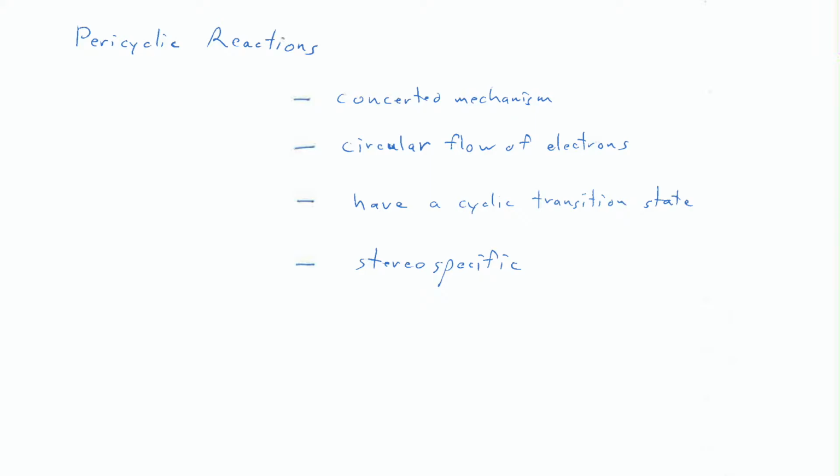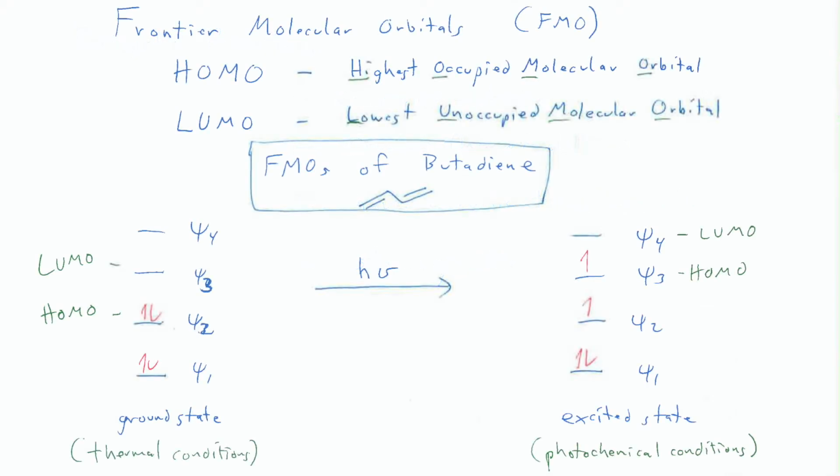Now, in order to study pericyclic reactions, we've got to delve a little bit deeper into molecular orbital theory. Specifically, we're going to look at frontier molecular orbitals, and this is going to simplify things a good bit. Rather than looking at all of the molecular orbitals of a molecule, we only need to concern ourselves with two. Those are the HOMO and the LUMO.